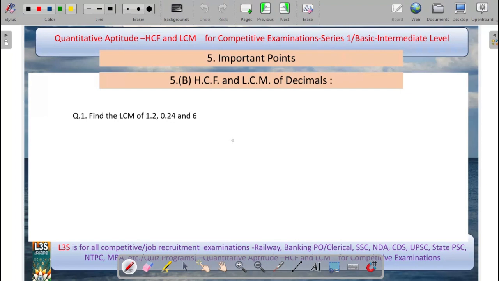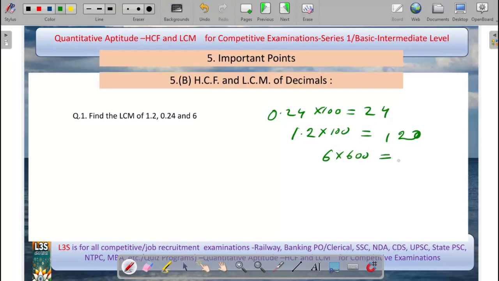Another example is 1.2, 0.24 and 6. Here the highest decimal is 0.24, so we have to multiply by 100. So 0.24 into 100 will become 24, 1.2 into 100 will become 120, and 6 into 100 will be 600. Now we have to find the LCM of these three numbers, 24, 120, 600.